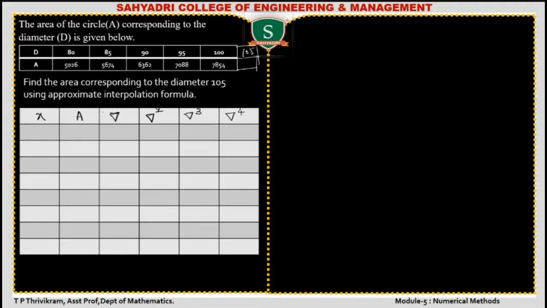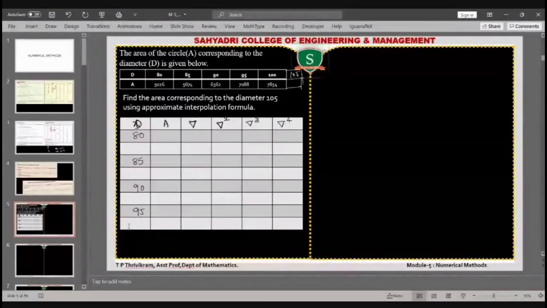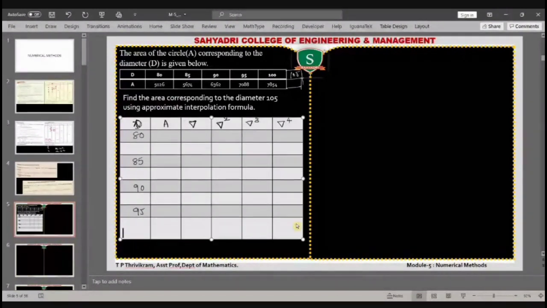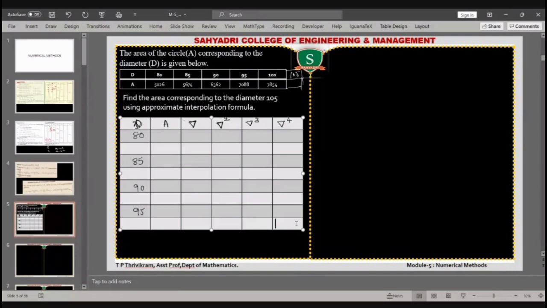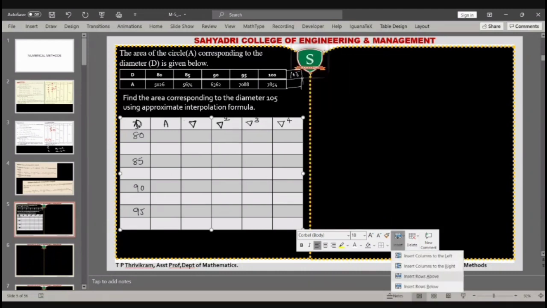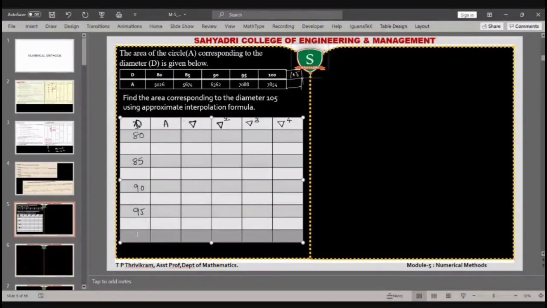I will write the x values. What are the x values? Here 80 is there. Next, 85. Next, 90. Here 95 is there. So I have to write one more row for this. I'll enter one more row. So I have written one more row here.